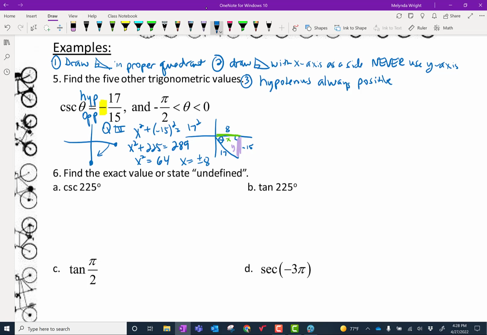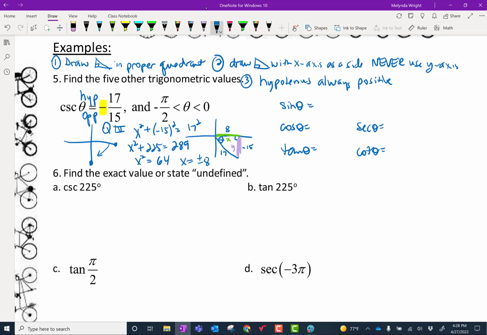Now, once we have our triangle drawn with the appropriate signs on each of the numbers, we are ready to answer the question that they asked. We need the 5 other trig values. All right, so let's list them over here. We want to find sine of theta, cosine of theta, tangent of theta. We already have cosecant, so we want secant of theta and cotangent of theta. That's what we need to find. And we're going to do it by using our ratios.